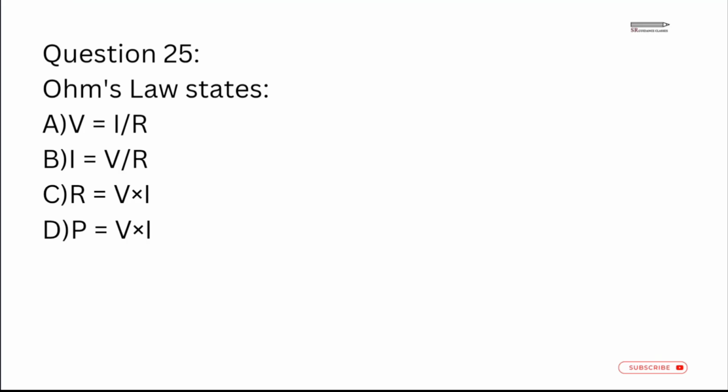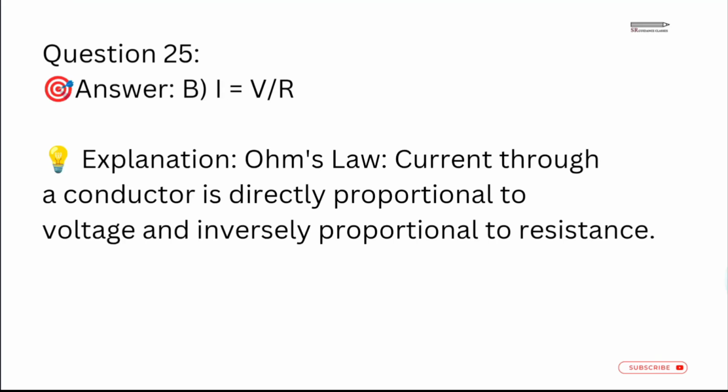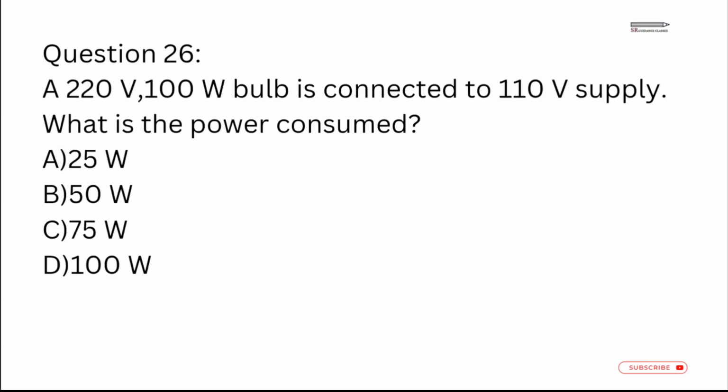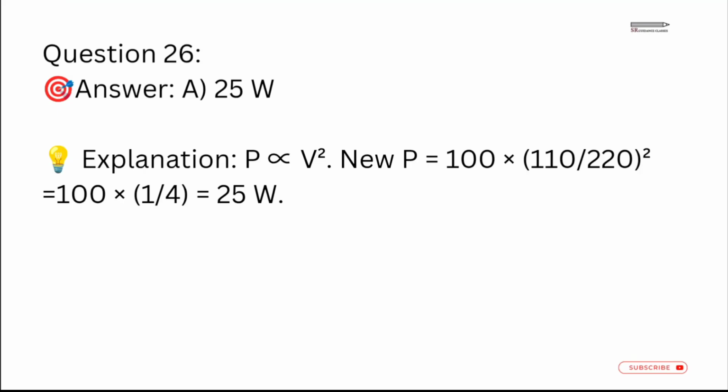Ohm's law states, the correct answer is option B, I is equal to V by R. A 220 volt 100 watt bulb is connected to 110 volt supply. What is the power consumed? The answer is option A, 25 watt.